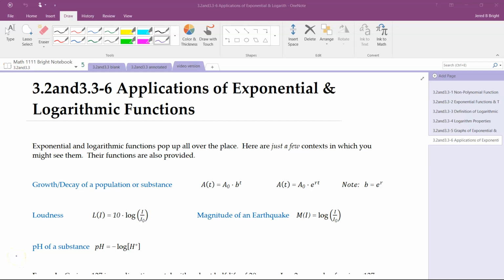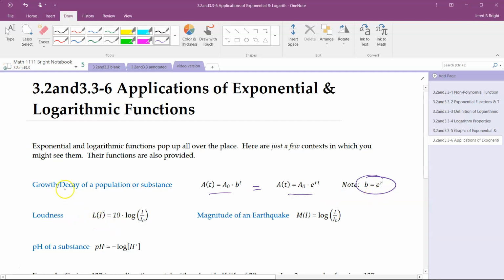Now it is application time, aka word problems. This is really just to demonstrate that, yeah, these things actually are relevant and have bearing in our lives. When we talk about things growing or decaying, typically we're talking about an exponential model. You can see here there are a few different models, and these two end up being equal to each other if we have this relationship that b from the first one is equal to e to the r.